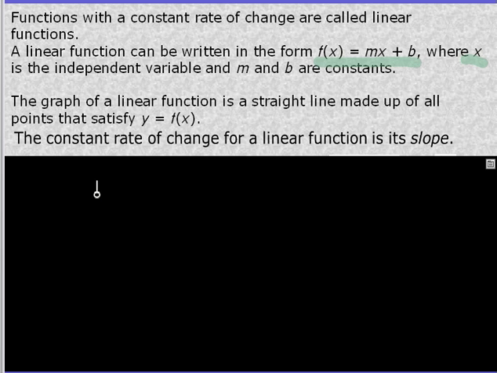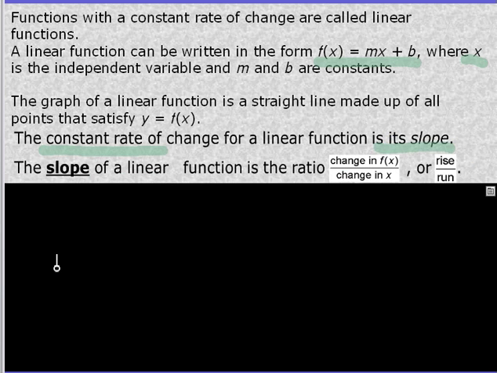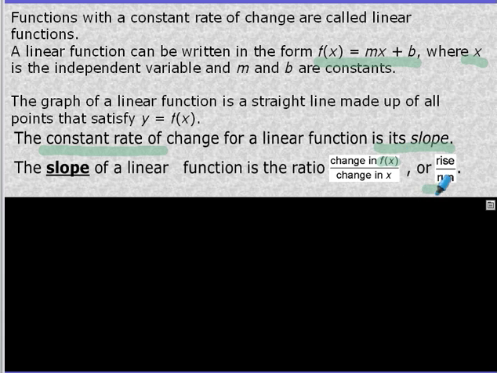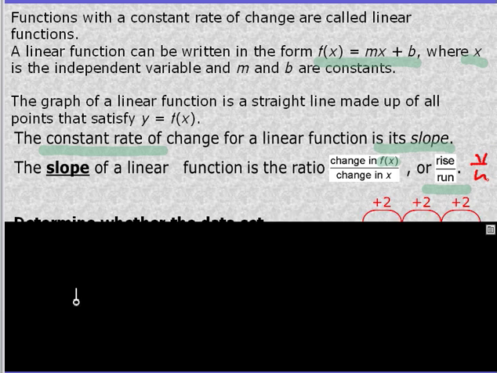The constant rate of change for a linear function is called its slope, and we know it's the ratio of the change in f of x over the change in x, which also we know is rise over run. The rise is our vertical change, and the run is our horizontal change.